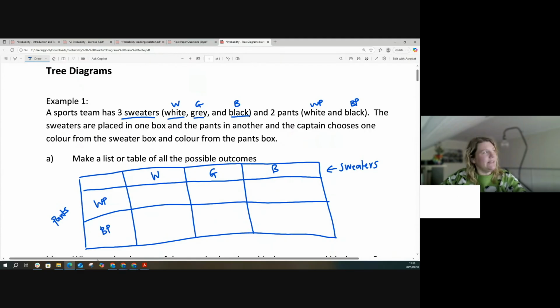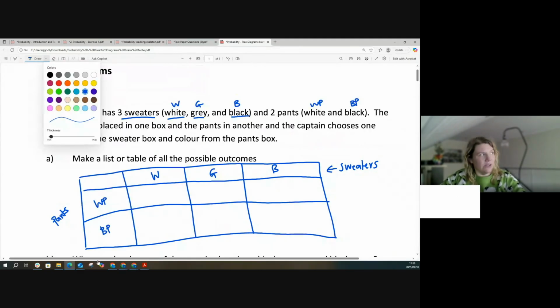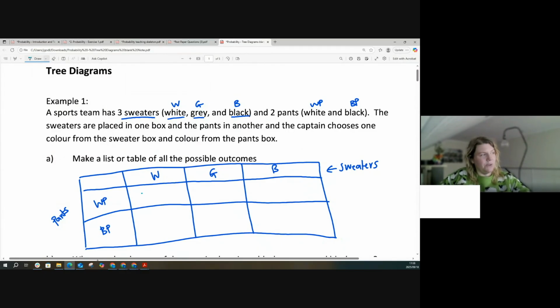So if I'm wanting to figure out what my whole sample space is, so I want to know what all my different options are, all we have to do is do it step by step. So this option would be saying we've taken the white sweater with the white pants. This one is the gray sweater with the white pants, and this is the black sweater with the white pants. Then we have white sweater with black pants, gray sweater with black pants, and black sweater with black pants.